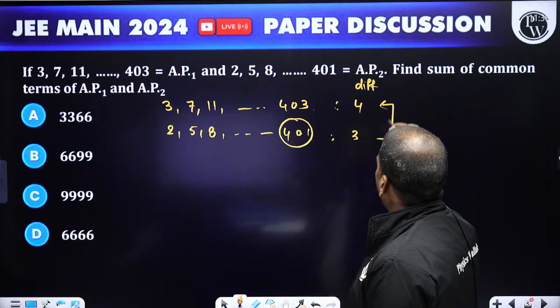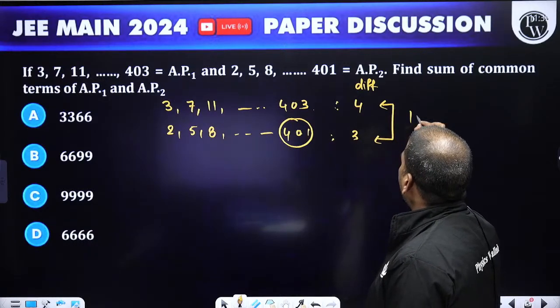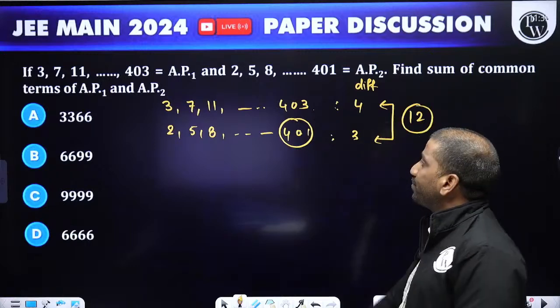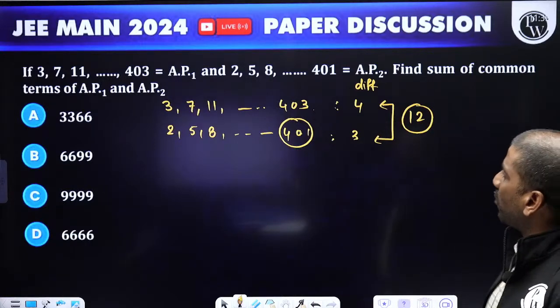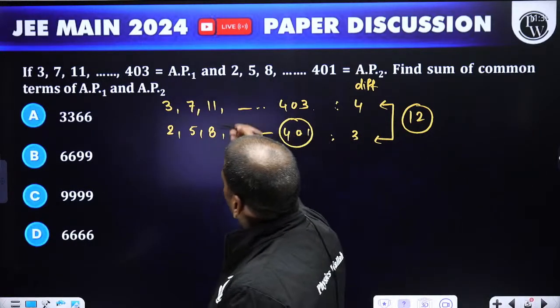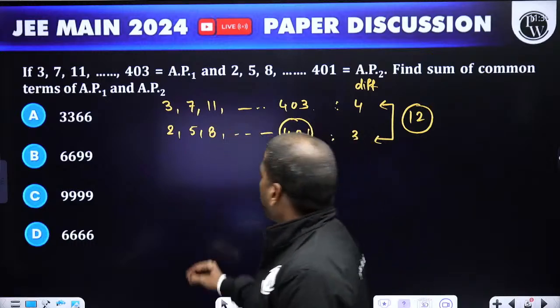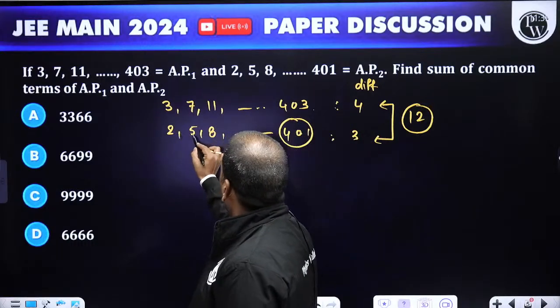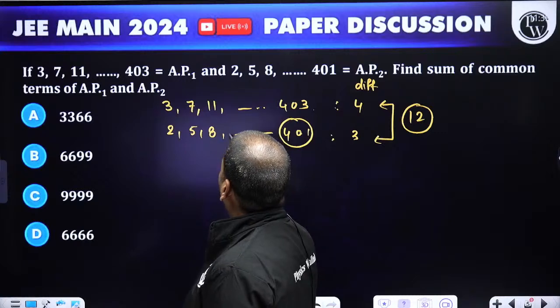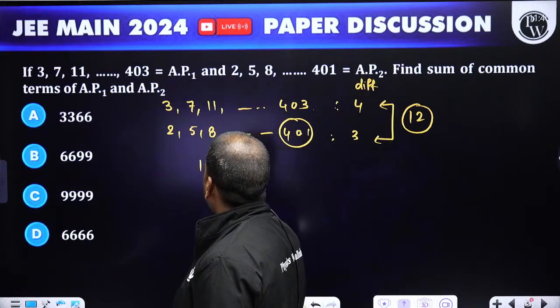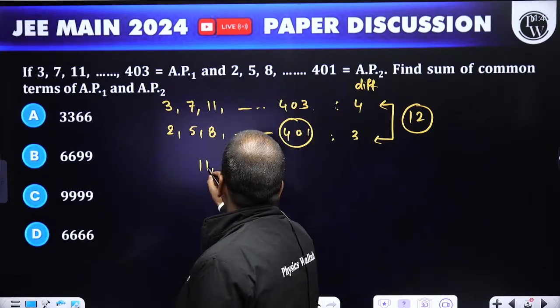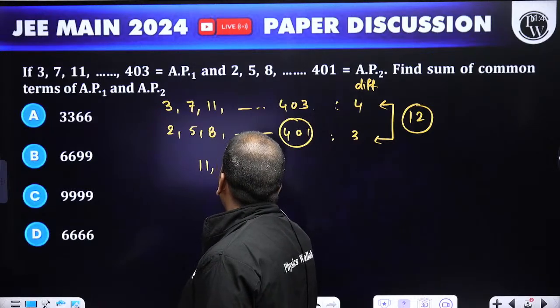So as we know, the LCM of these two is 12, right? So what is the first term? We need to find out the first term. So first term here, common difference 3, after 8 you would get 11. So first term is 11. So 12, if you add 12, 23 and so on.